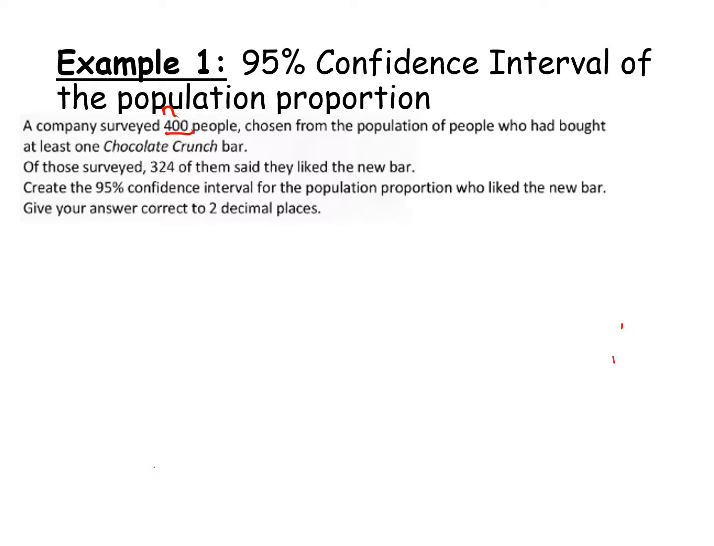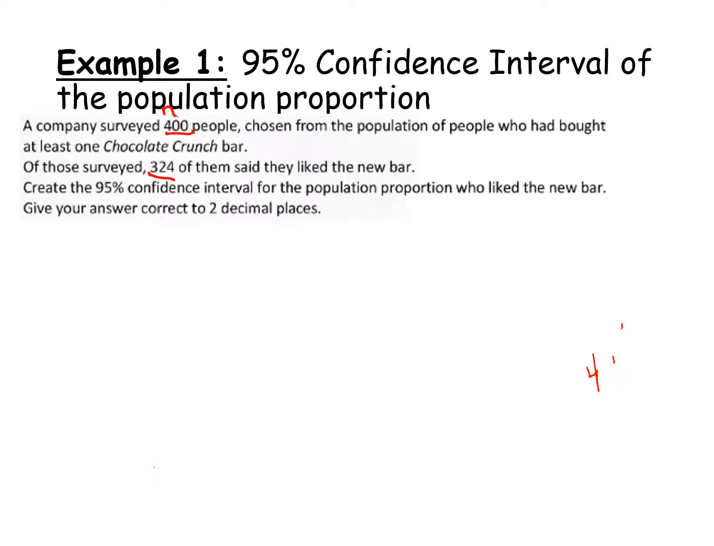Of those surveyed, 324. Now, that is not p hat, because p hat means the proportion or the fraction or the decimal or the percentage of people. So when I deal with proportion, we're always going to want to find a fraction of people. So it's not going to be 324. It's going to be a fraction less than 1. So we're going to have to hold that for a second, and we'll come back. So it asked me to create the 95% confidence interval for the population proportion who liked the new bar. Give your answer correct to 2 decimal places.